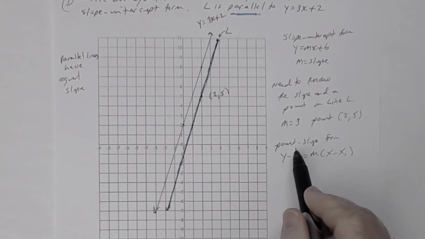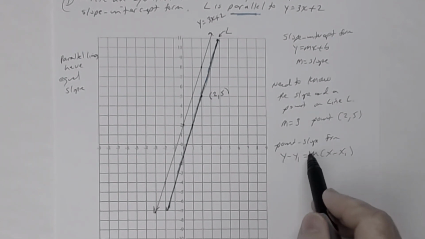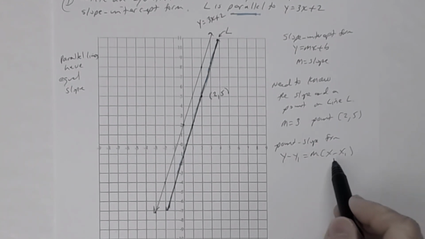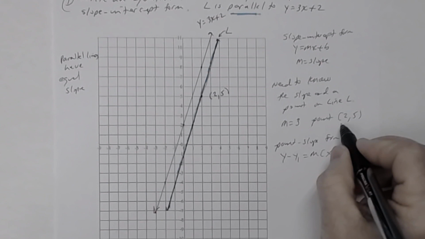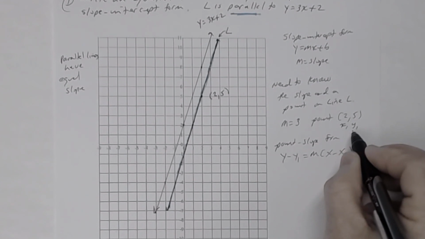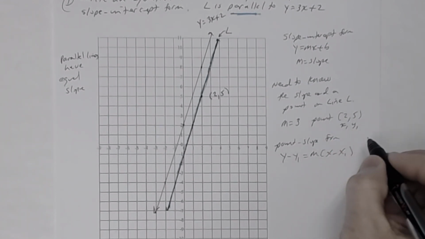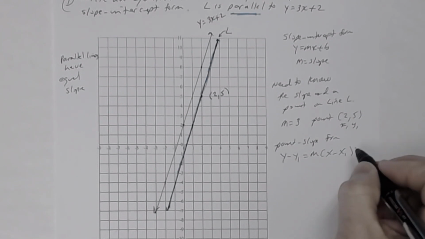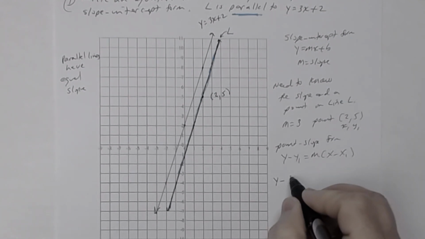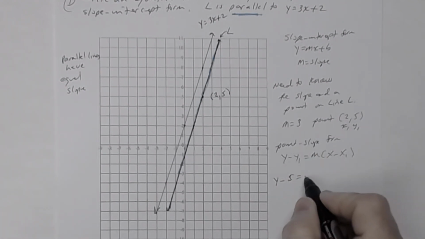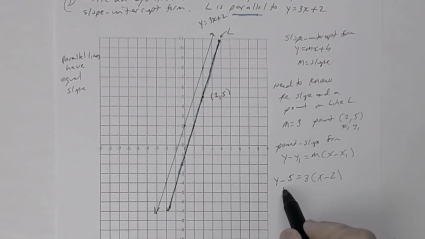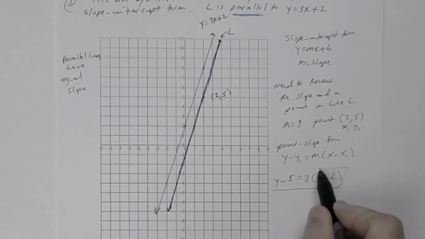To use point-slope form, you need to know the slope, the variable m, and a point (x1, y1). You know the slope and you know a point. This is x1, the x coordinate, and this is y1, your y coordinate. All you do is substitute. You get y minus y1, which is 5, equals the slope, which is 3, times x minus x1, which is 2. That is the equation of the line in point-slope form.